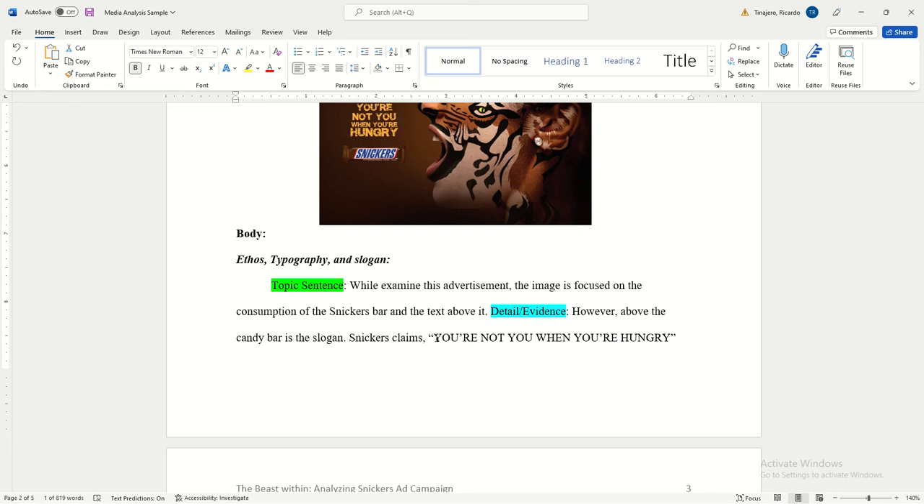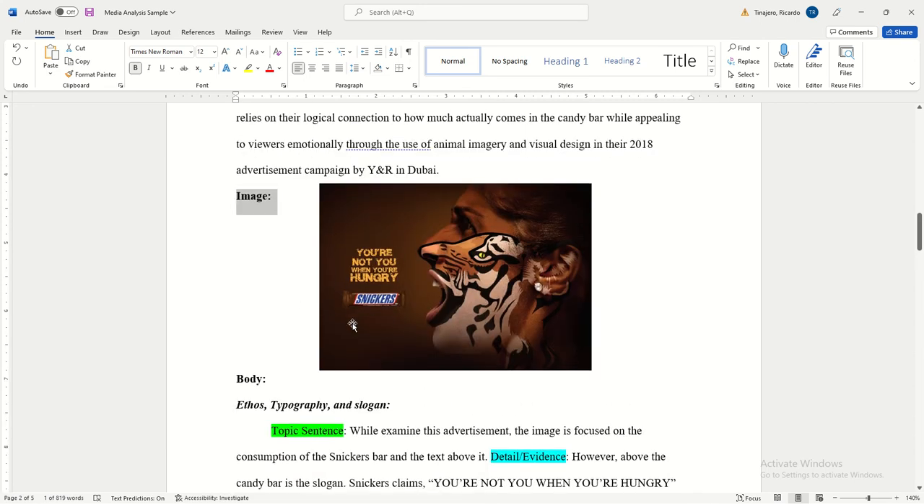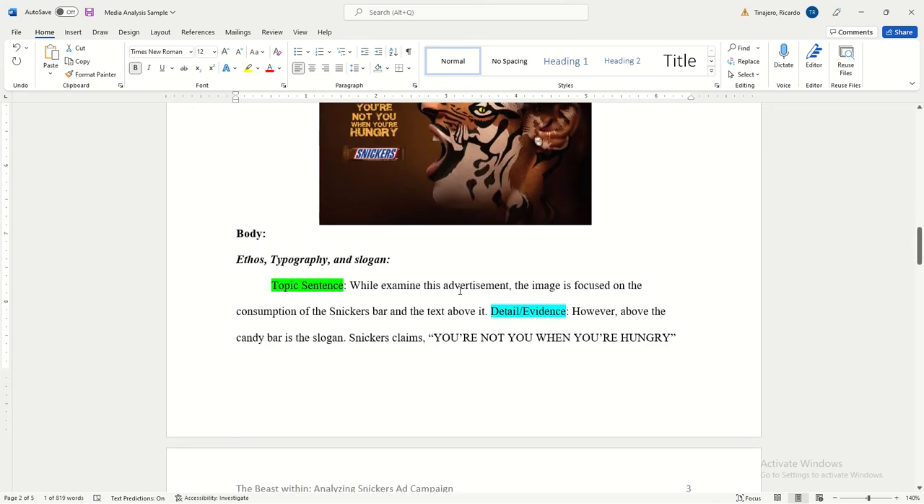And so it says, while examining this advertisement, the image is focused on the consumption of the Snickers bar and the text above it. So there's two things they're trying to get you to consume, right? A, specifically a Snickers, which is the reason for the advertisement, right? They're trying to sell you a candy bar, and they're also trying to sell you a slogan or an idea, right? Which is, you're not you when you're hungry. And so the detail or evidence that I will be providing is in the form of a quote.